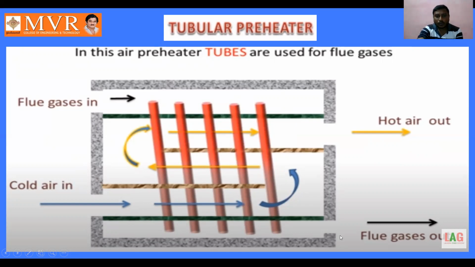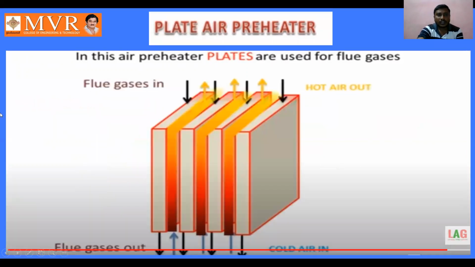The flue gases are passed inside the tubes, and the air circulating around them is heated, and we get hot air out. See here, this is the plate air preheater.